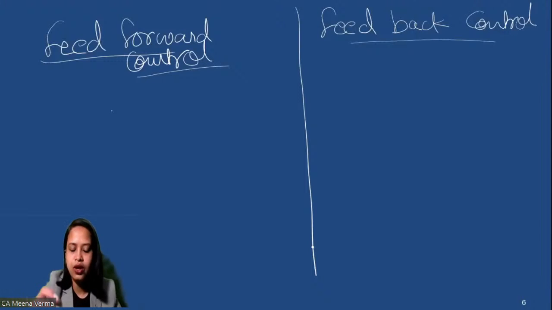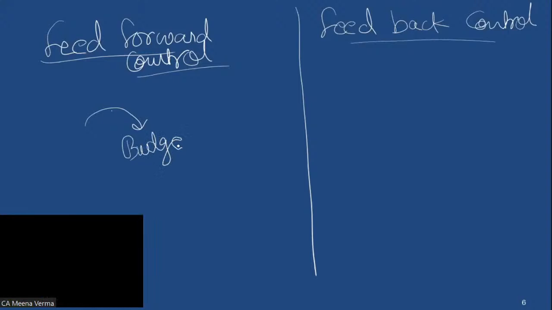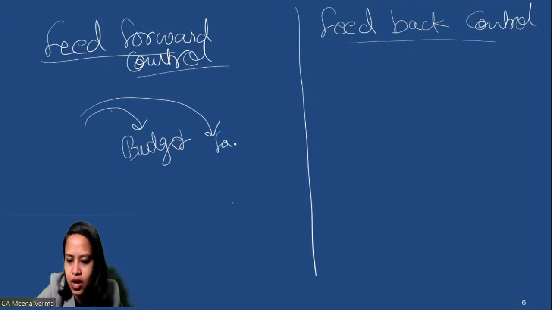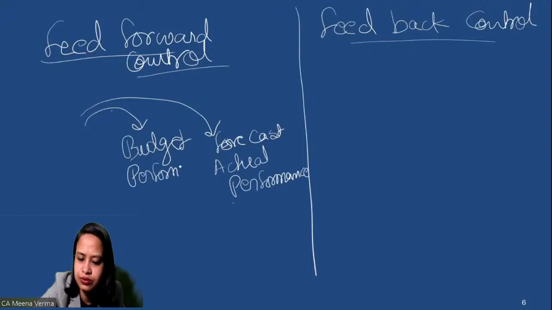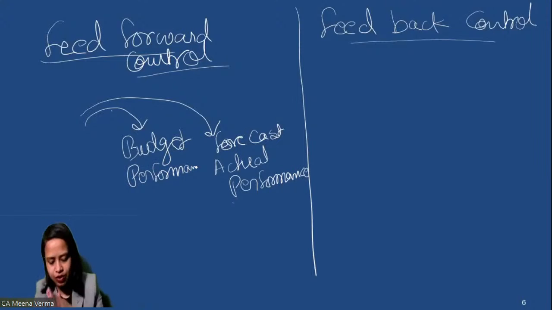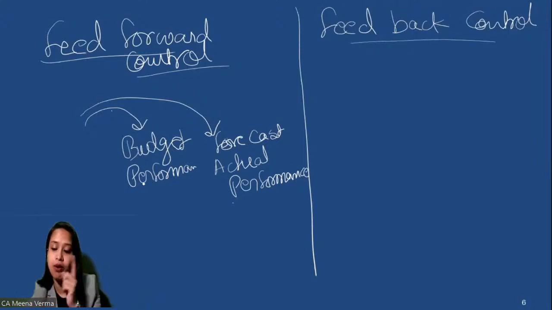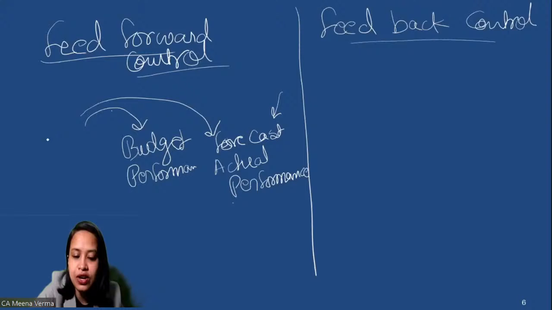In case of feed forward control, what we do, we prepare a budget first. Then we forecast the actual performance. First, we prepare the budget of performance, like what will be the sale, what will be the expenses, the cost. Then we forecast the actual performance. Means we are not taking the actual sale or actual expenditure, but we are forecasting. Remember, this word is very important here. We are forecasting the actual performance, and we will try to find out the variance here.